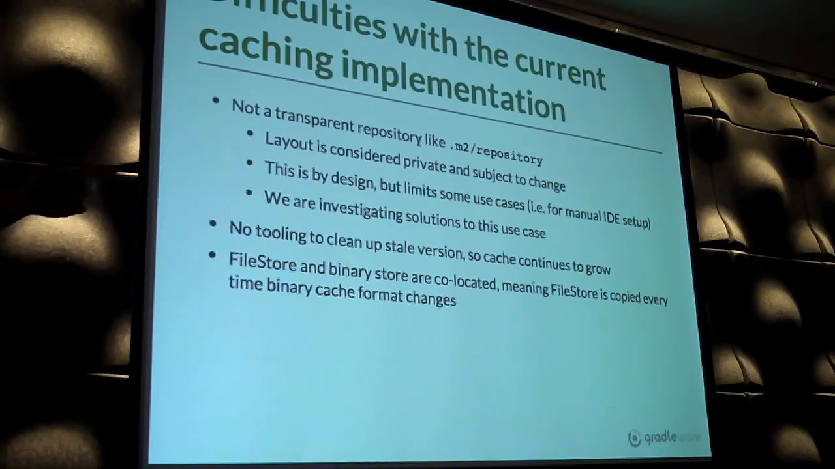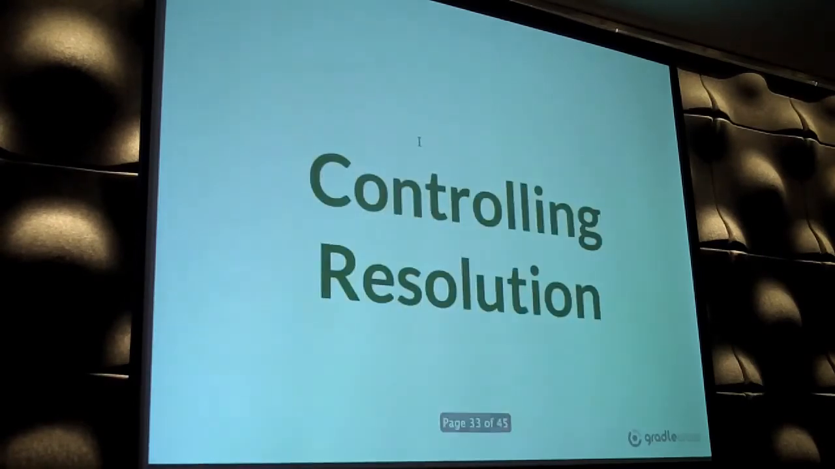And the file store and the binary store are co-located, which means the file store part, which is the part that you probably care about, gets versioned effectively every time any of the binary format changes, even though it's had a fairly constant life in terms of its layout. So that's unfortunate. It could be moved up as a sibling and it would be a better model there.